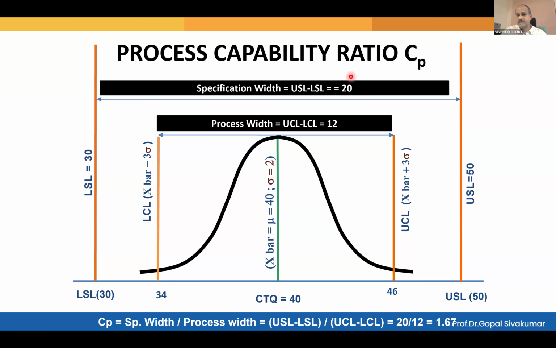Look at the tolerance given by the customer, 20. Look at the spread of your process, 12. 20 by 12, check how much it is. 1.66 or 1.67. The requirement is met. Now what happens? This process got shifted. Can you all see how the process is shifting? The process got shifted.